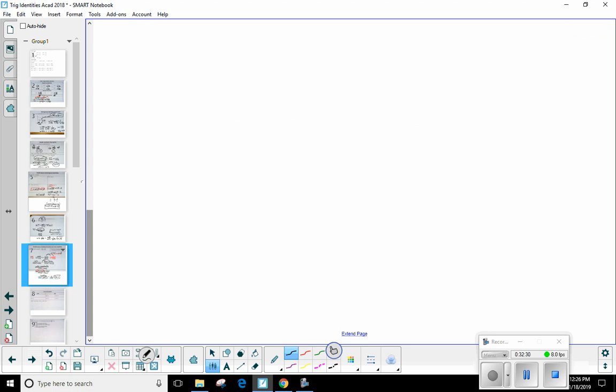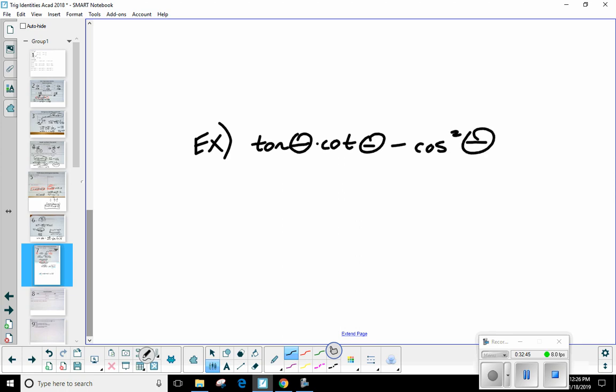Okay. It is tangent of theta times cotangent of theta minus cosine squared of theta. Okay. So I will tell you this will simplify down to a single trig function. No fraction, just a trig function. Now, it may be multiplied by something. It may have some kind of power, but it's just going to be a single term.